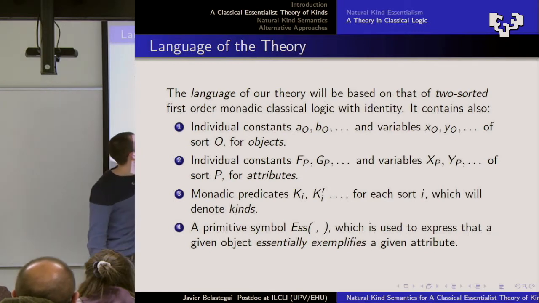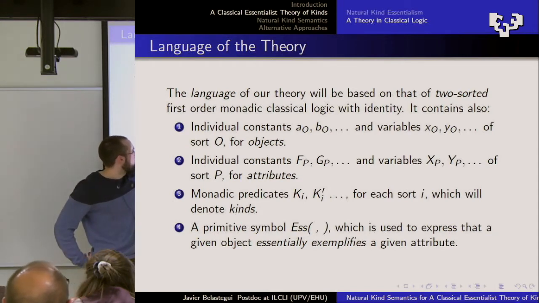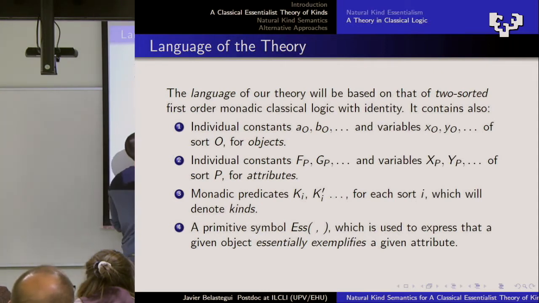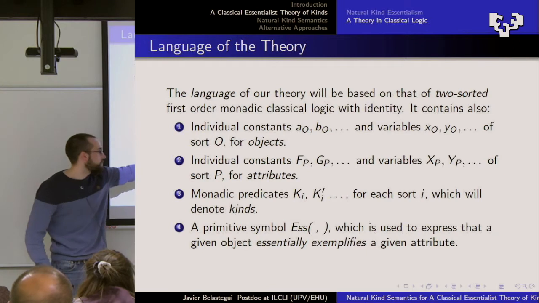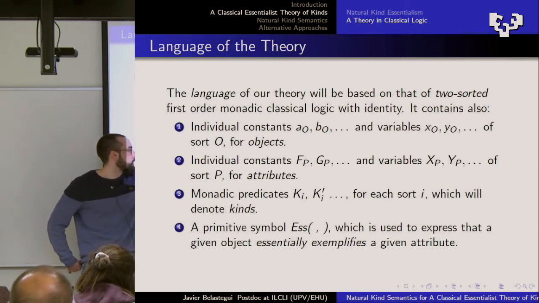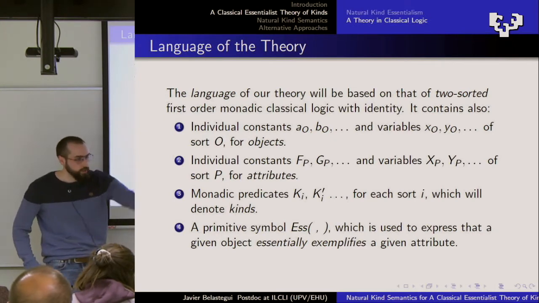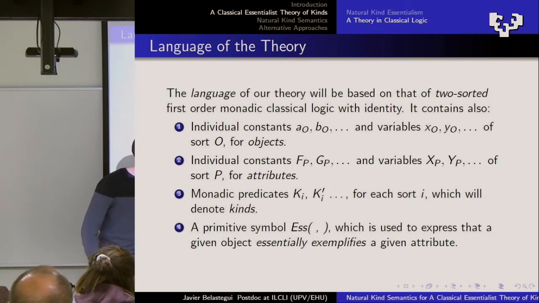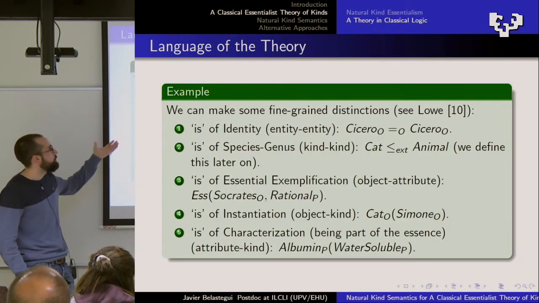We use small letters for objects and capital letters for attributes. Monadic predicates represent natural kind terms, so they denote kinds, and I will use K, K prime, K double prime, and so on for that. And then, this is the important part, I will use a specific symbol to get atomic formulas that say that some object has some property essentially. So we will write S followed by the object and the property to say that the object has essentially this property. And that's basically it. So here are some examples.